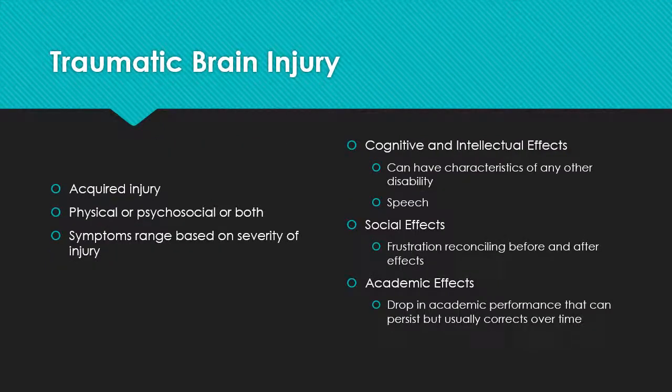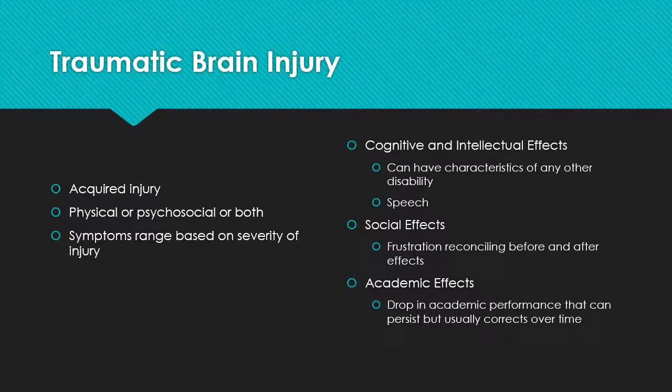With a traumatic brain injury, basically that means that a disability is acquired, that something happened to the student. It's not like something that's genetic. It can affect speech, it can affect the student's IQ, but generally there might be a drop in the academic performance, but then it will correct and kind of figure itself out after the injury has been there for a while.